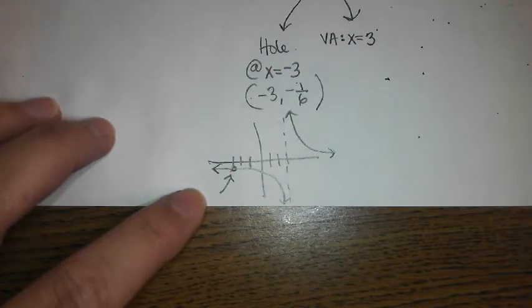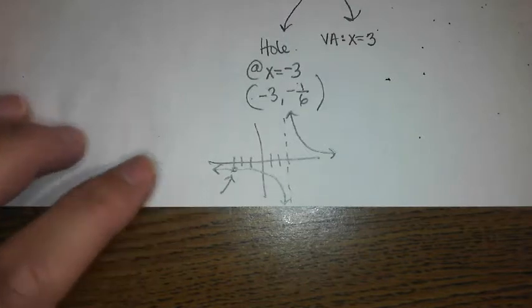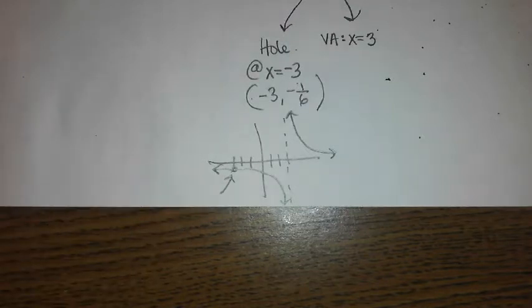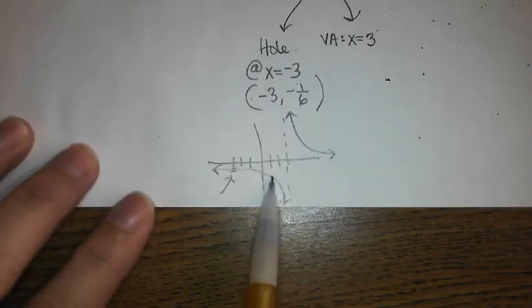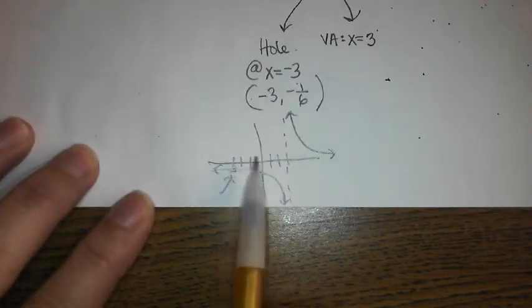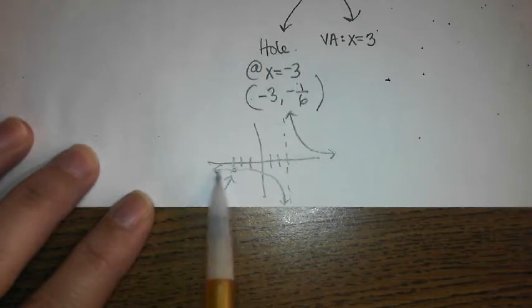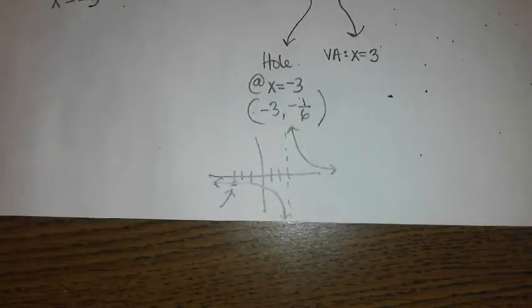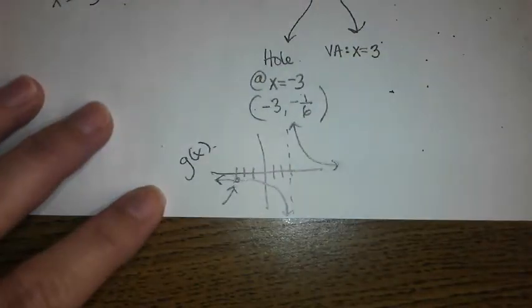Does this make sense? Stephen? It's just a break in it. I'm putting a very obviously open hole there, so you know that the graph approaches and gets infinitely close to the point (-3, -1/6) on either side, but it doesn't actually reach that point. Okay? And this is the graph of g of x, our original function.